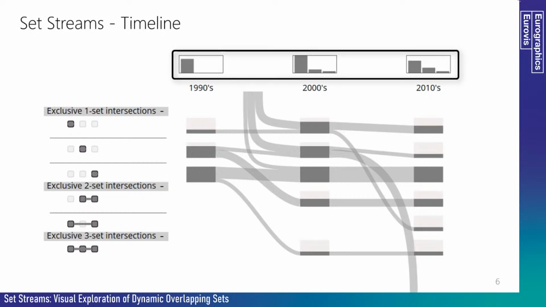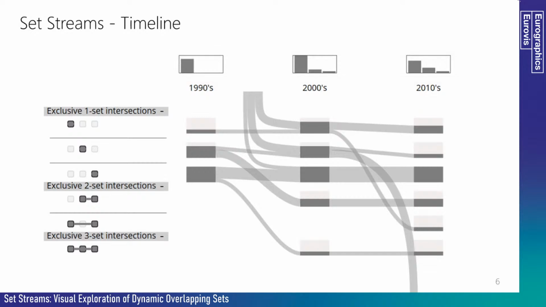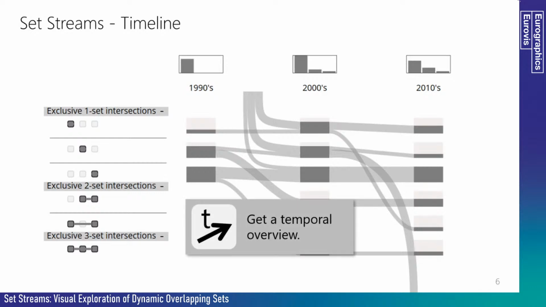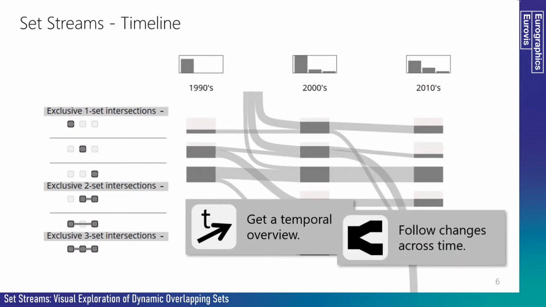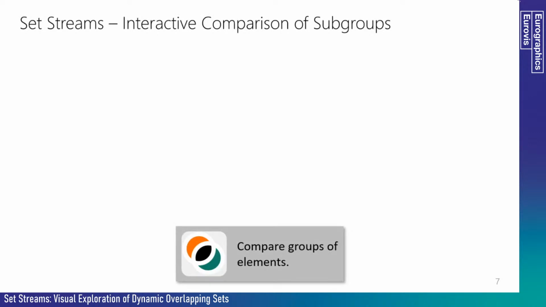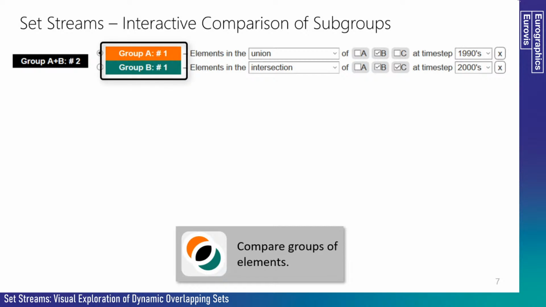Histograms at the top show how many elements are contained in the exclusive one-set intersections, two-set intersections, and three-set intersections. With this base layout, we already achieve our goals of getting a temporal overview and being able to follow changes across time. Still missing in the base layout is support for comparing groups of elements. For this, we introduce an interactive querying and selection mechanism. Two groups can be selected and compared. Orange and green color represents the groups.